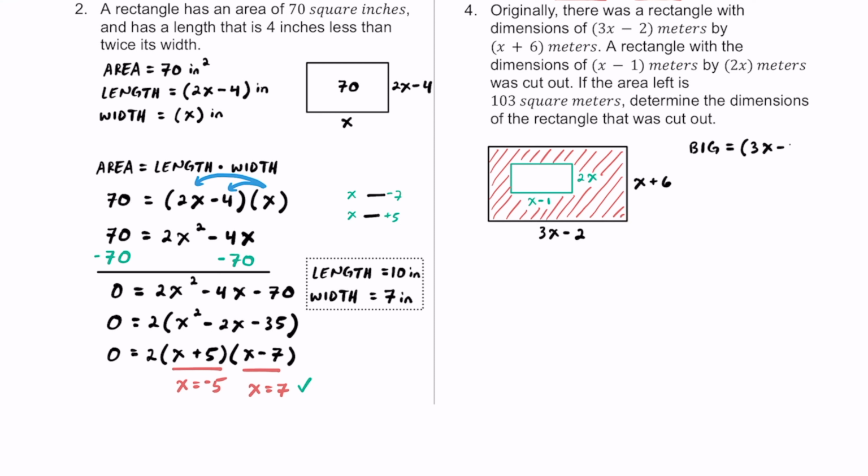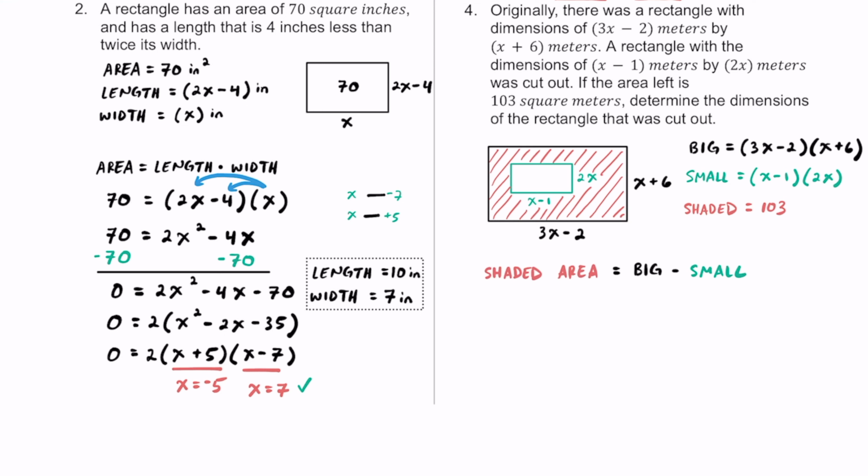To find the area of the big rectangle, we would multiply the length and width, and that would be the quantity 3x minus 2 multiplied by the quantity x plus 6. That gives the expression for the area of the big rectangle. As for the small rectangle, the length times width would be represented by the expression the quantity x minus 1 times 2x. Then recall that after we subtract the area of the smaller one from the bigger one, the area left was going to be 103 square meters. That's the area of the shaded region, so the area of the shaded region, 103, is equal to the area of the big rectangle minus the area of the small rectangle.